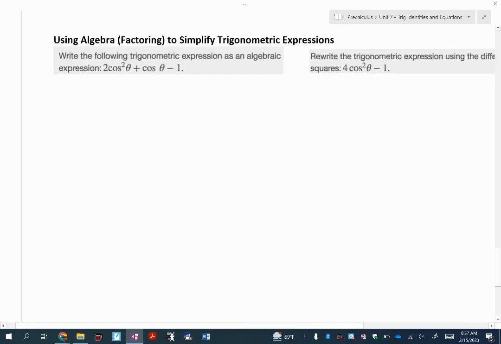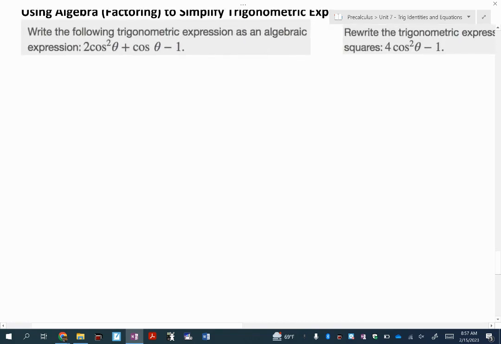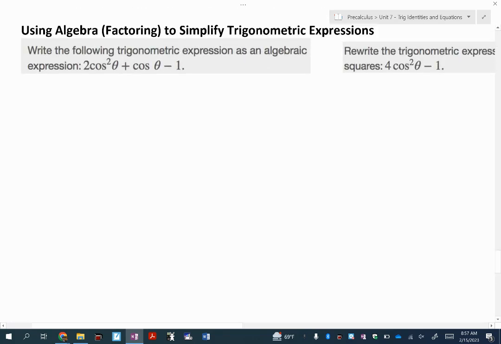So let's try the first one. The first thing I want to do is actually just have you substitute x for cosine of theta. Because if I do that and make this 2x squared plus x minus 1, I think you'll think, oh, okay, I've factored stuff like this for years in my algebra classes.